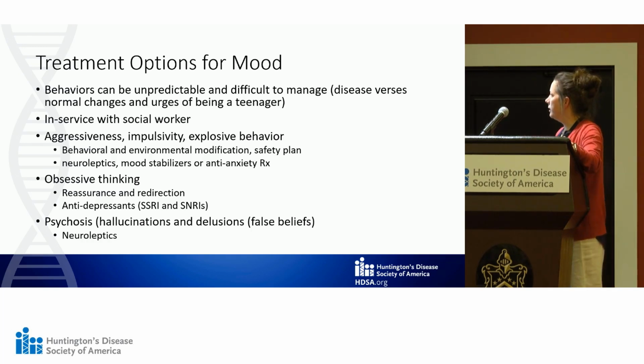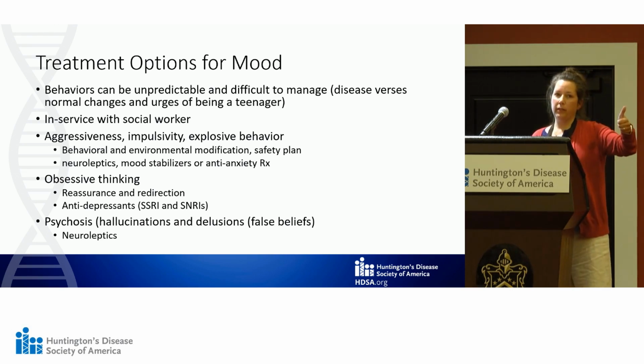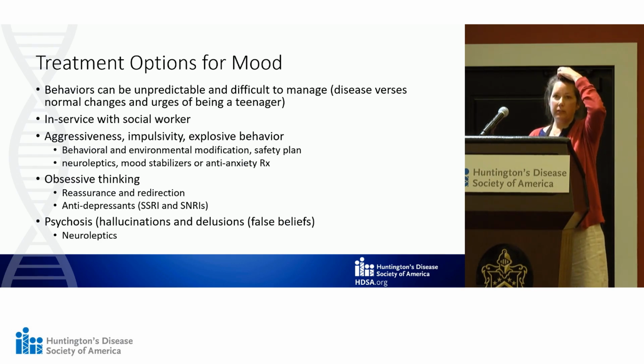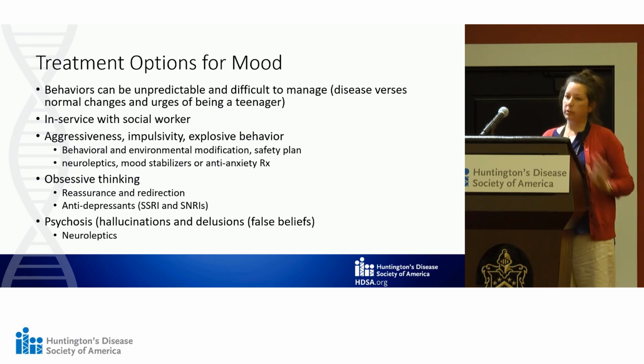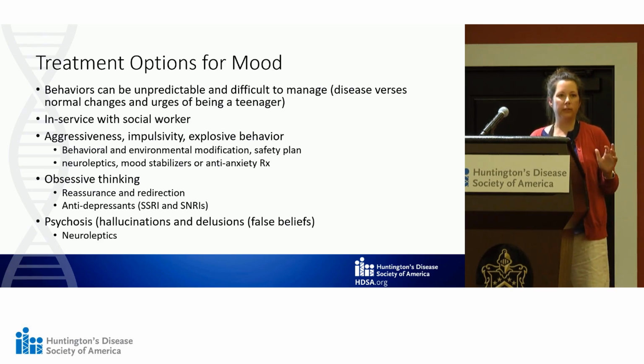So thinking about that. Again, in-service with a social worker, with aggressiveness, these hyperactive behavioral changes, impulsivity, explosive behavior, we want to make sure, A, that we're modifying the environment as best as we can, making sure we minimize triggers or provokers. And if there is some aggression there, you need to come up with a safety plan. These are hard topics to talk about, but you've got to talk about it. You've got to be the safe space to bring these up and allow people to talk about it.